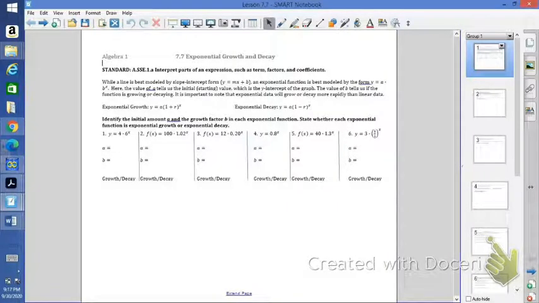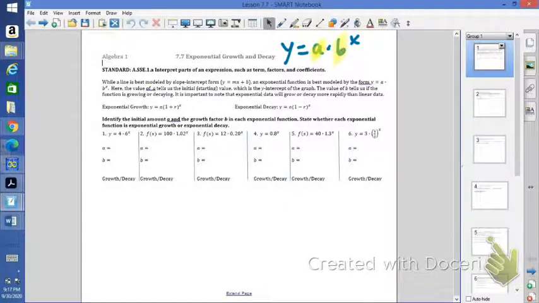So what this means is we have y equals a times b to the x. This a right here, that's your initial value. That's what you start with. On a graph, that's the y-intercept. And then the b right here tells us if the function is growing or decaying.